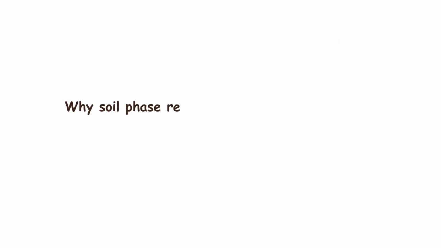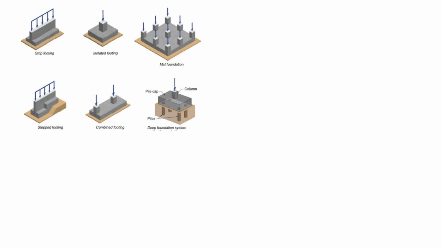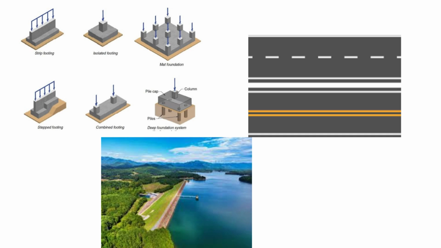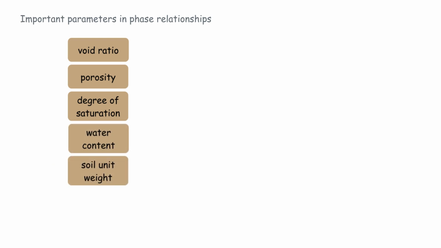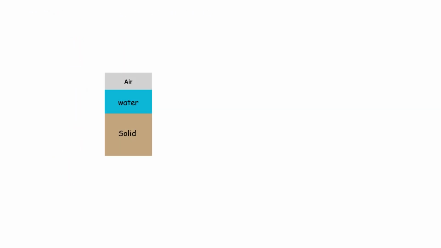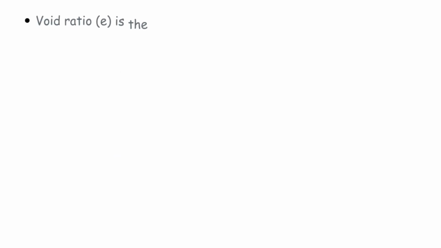So why do we care about soil phase relationships? Well, in civil engineering, soil strength, compressibility, and permeability depend on the proportions of solids, water, and air. This is crucial for designing foundations, roads, and embankments. To quantify soil phase relationships, we use important parameters such as void ratio, porosity, degree of saturation, water content, and soil unit weight. Now, let's break down these essential soil properties and their formulas used to analyze soil phase relationships.